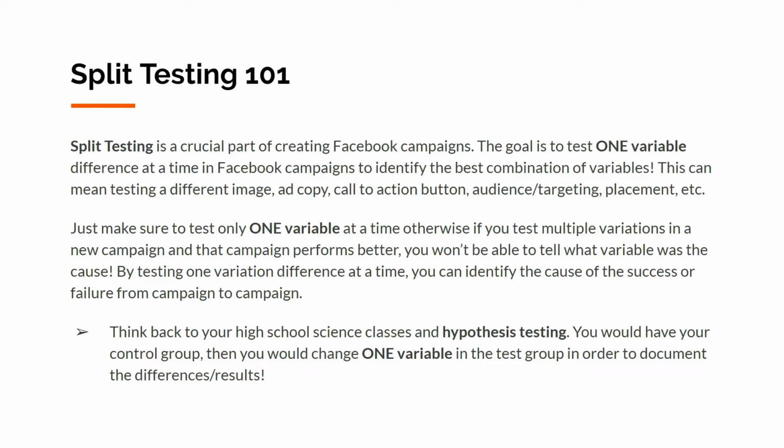Otherwise, if you test multiple variations in a new campaign and that campaign performs better, you won't be able to tell what variable was the cause. By testing one variation difference at a time, you can identify the cause of the success or failure from campaign to campaign. Think back to your high school science classes with hypothesis testing. You would have your control group, then you would change one variable in the test group in order to document the differences in results.